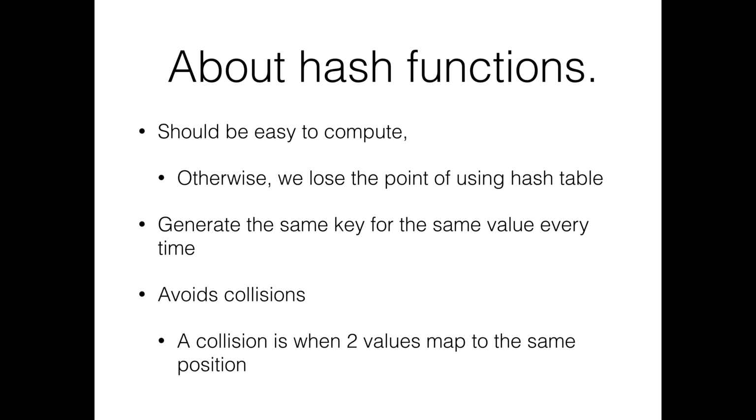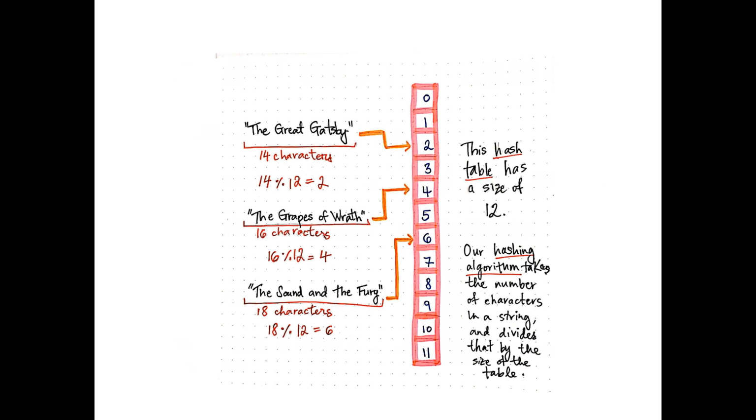The other thing is the hash function should avoid collisions, right? And what is a collision? A collision is when you have two values that map to the same position. Again, if you go back to this example, this is obviously not a very great hash function, it's just an illustrative example. But for example, if you had a bunch of books with titles which were all 14 characters, they would all map to position 2, right? So then you'd have to figure out a way to resolve those collisions, which we'll talk about quickly. But the idea is that based on the size that you allocate initially, you would want a hash function that distributes the values more or less evenly throughout that whole list, right?